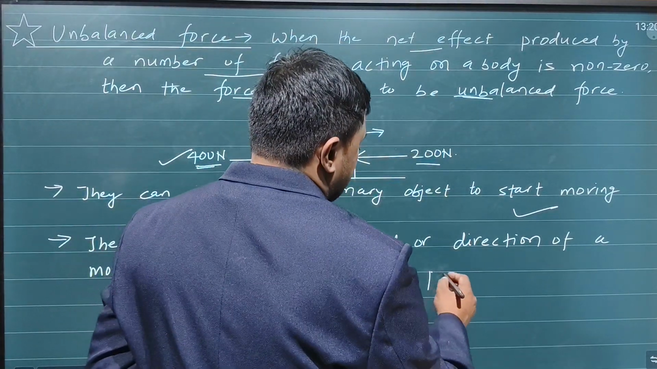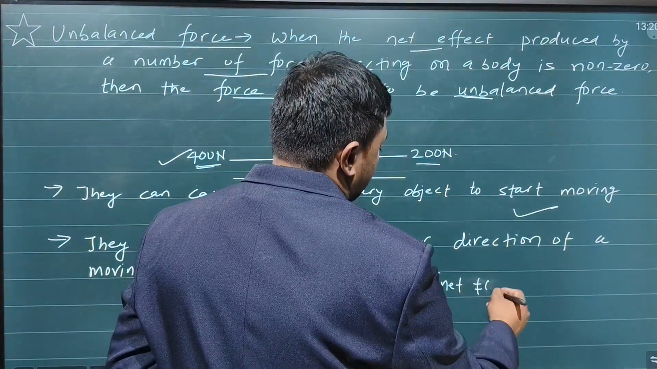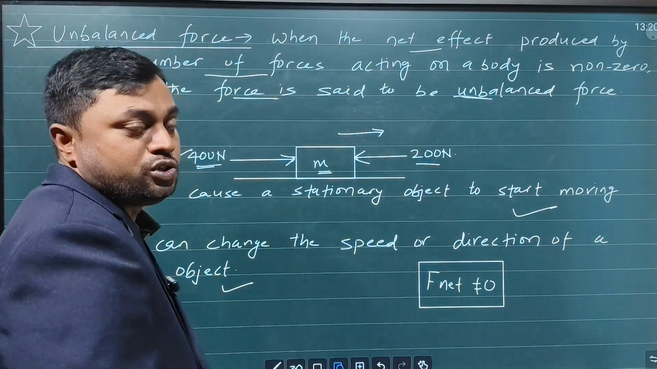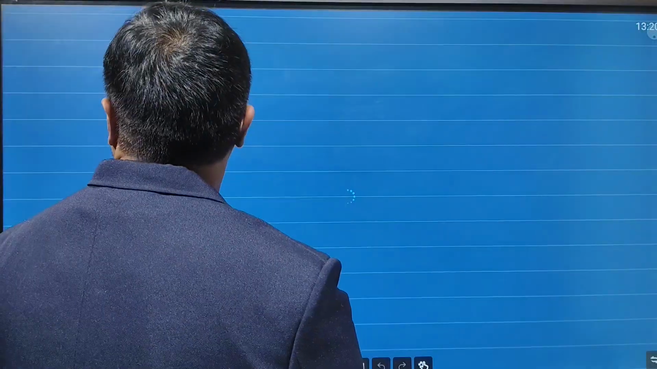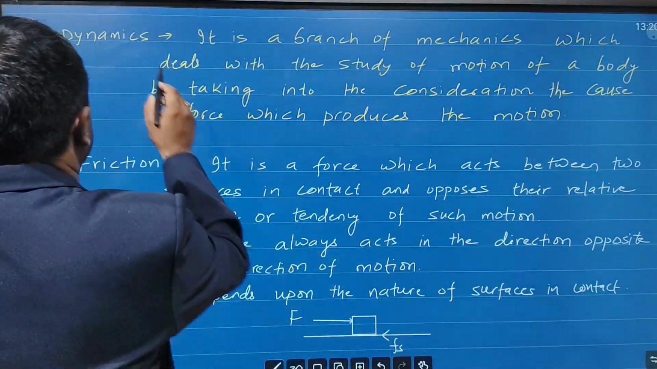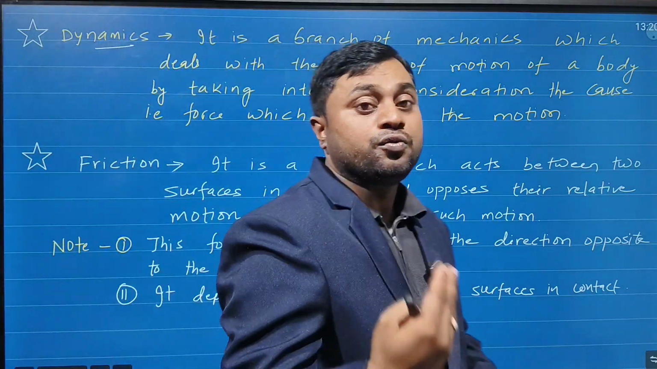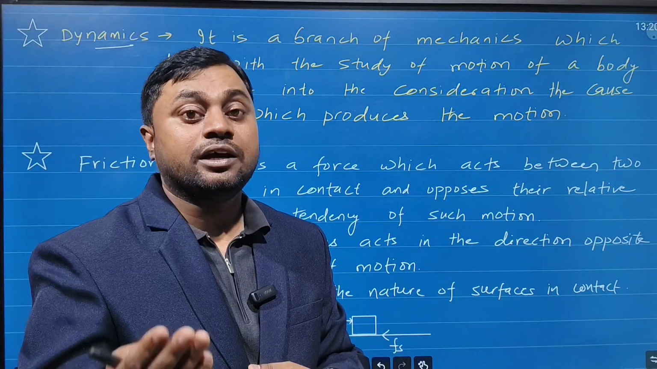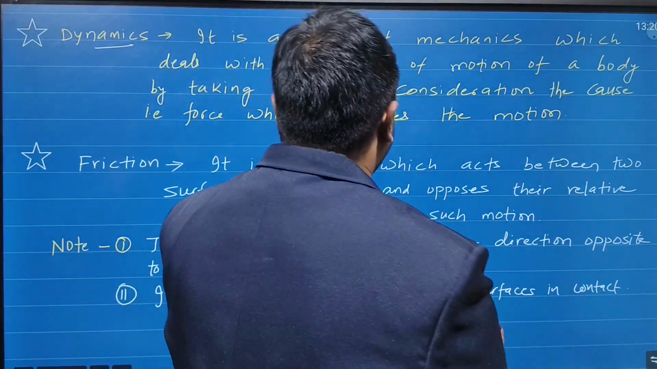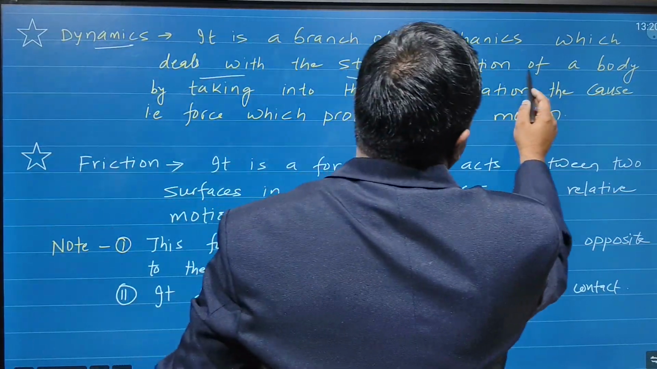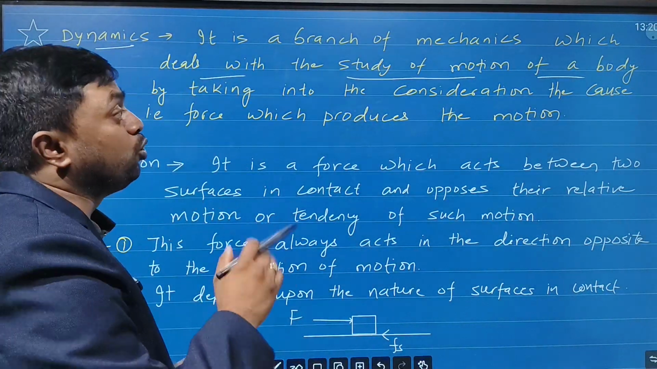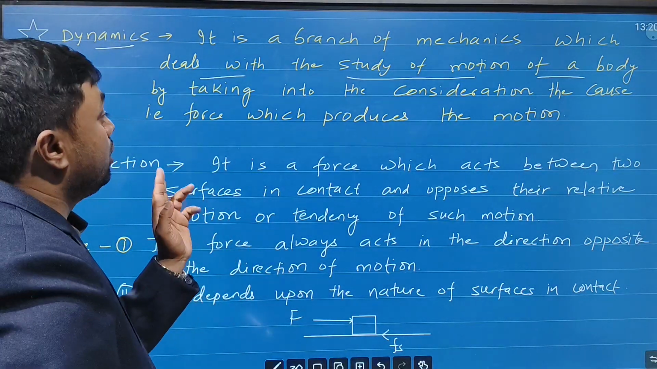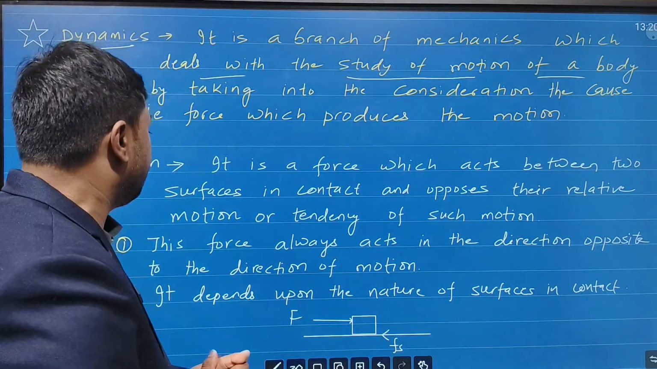So we can say in this case, F net is not equal to 0, if the net force acting on the object is not equal to 0. Now, try to understand what dynamics is. Dynamics is a branch of physics, or a branch of mechanics, which deals with the study of motion of an object by taking into consideration the cause, that is force, which produces the motion.